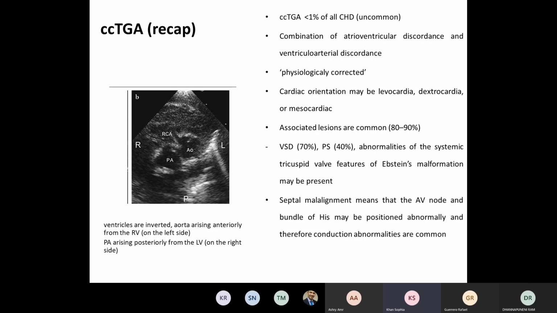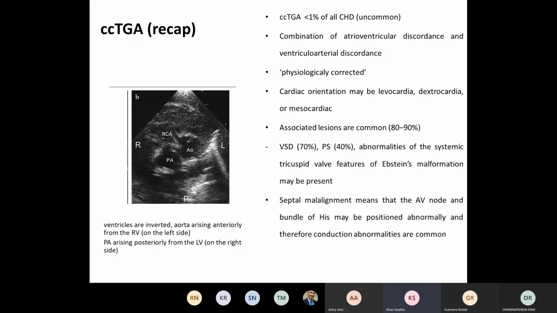It's quite heterogeneous in the way it presents, and there can be multiple different associations. Usually the atria are situs solitus, and in a small percentage they might not be; you might have mirror image atria as well. The cardiac orientation can be mesocardia, but you can have dextrocardia or levocardia. And it's common to have associated lesions, well over half will have that. VSD is probably one of the commonest associations, and pulmonary stenosis occurs in quite a number as well.